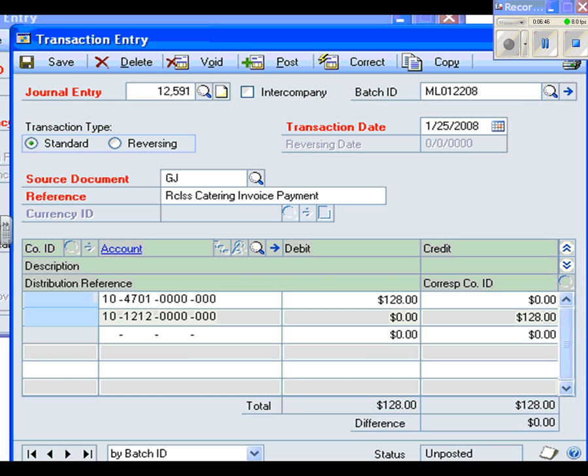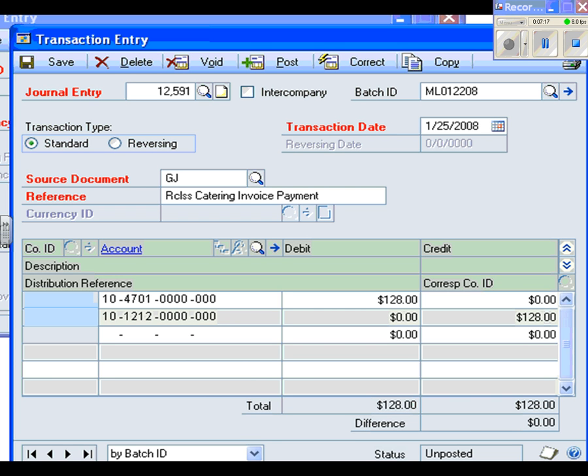This is the actual transaction entry screen for the place where I work. This is the software that we use. You can see here's the journal entry number, 12,591 off to the left. There's the batch ID. That's the person who's entering this journal entry. There's the transaction date, the reference, the source document, I'm sorry, let me keep going. Transaction type, standard or reversing. We'll get into that later. This is just a standard journal entry.